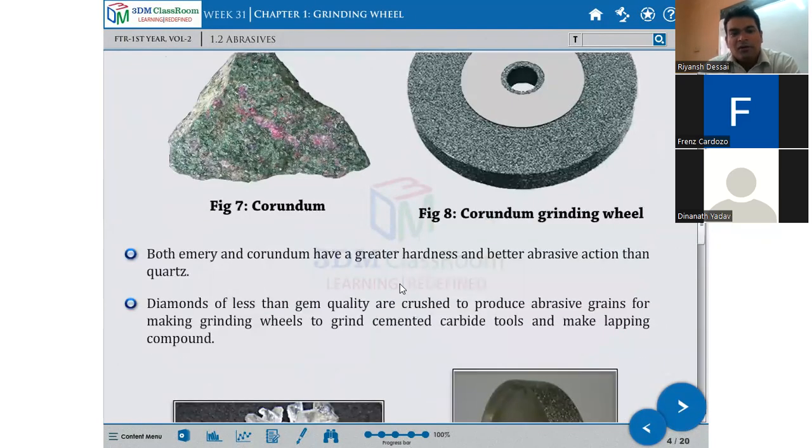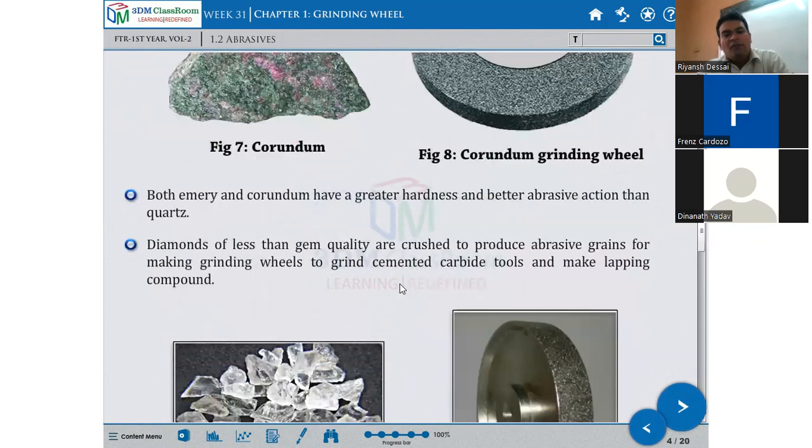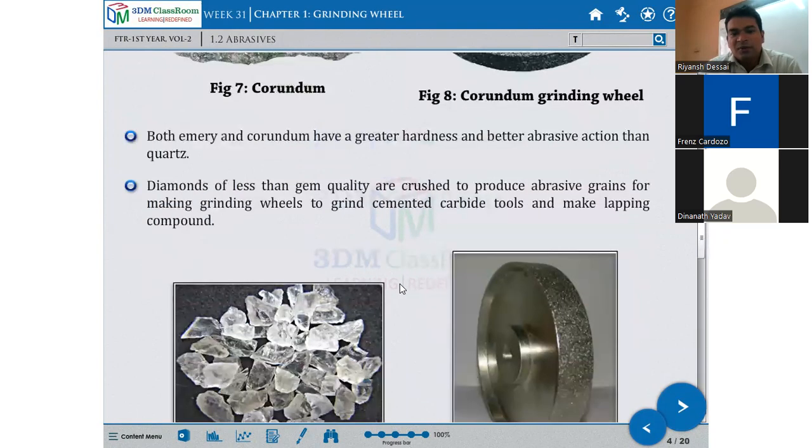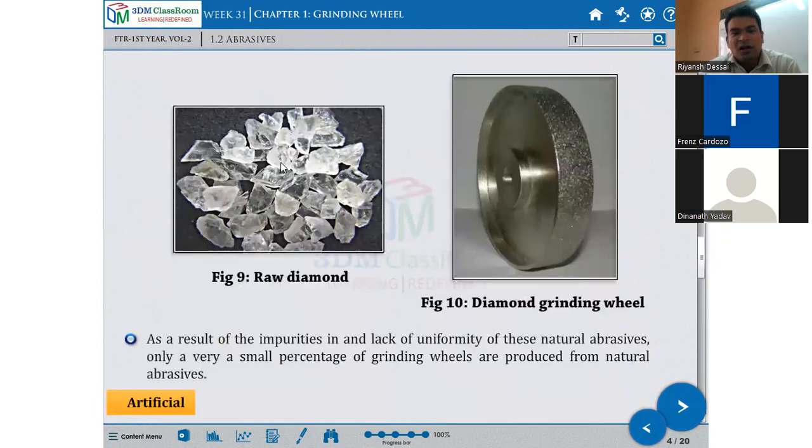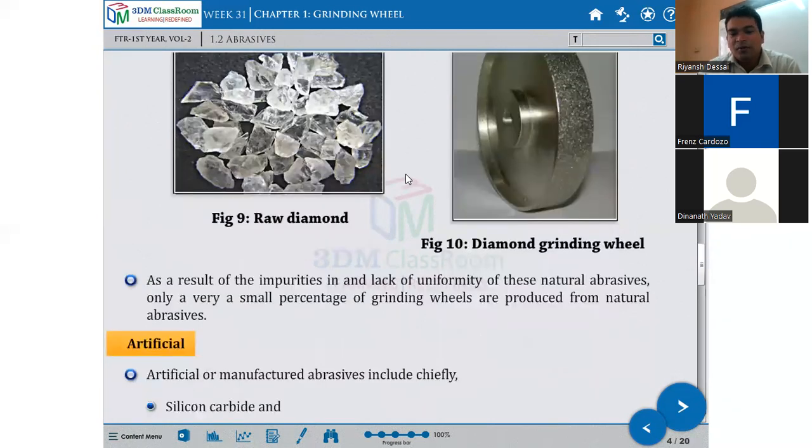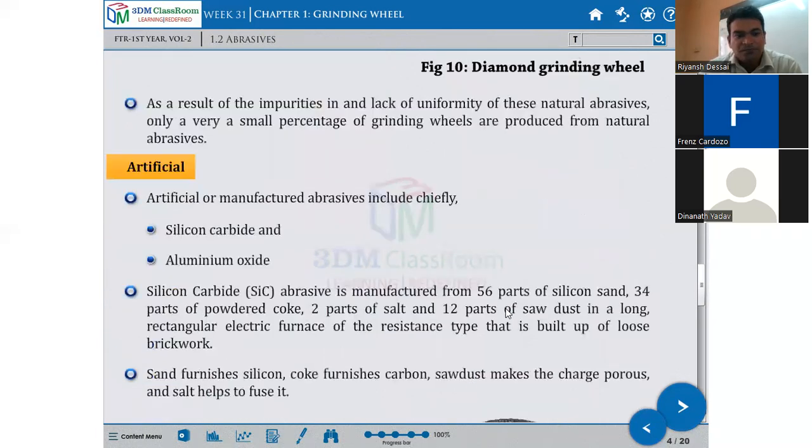Both emery and corundum have a greater hardness and better abrasive action than quartz. Diamonds of less than gem quality are crushed to produce abrasive grains for making grinding wheels to grind cemented carbide tools and to make lapping compound. Raw diamonds are used to make diamond grinding wheels. As a result of impurities and lack of uniformity of natural abrasives, only a very small percentage of grinding wheels are produced from natural abrasive.